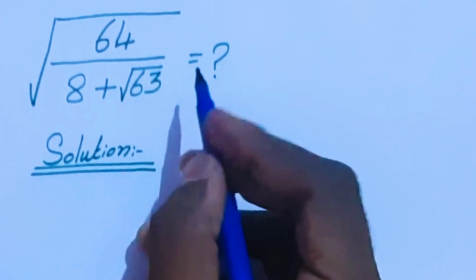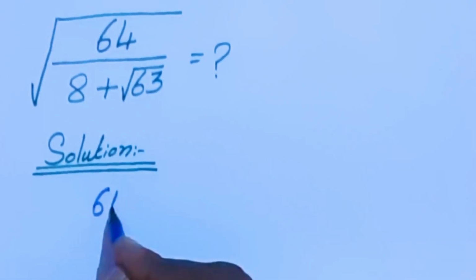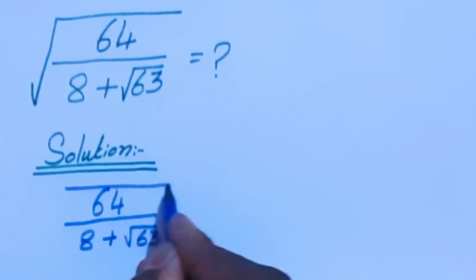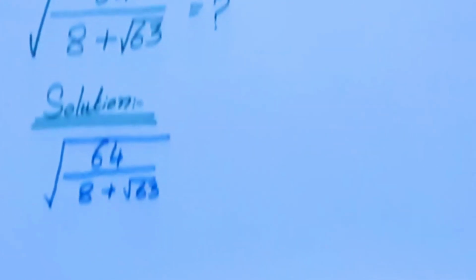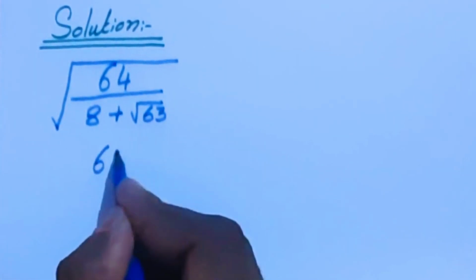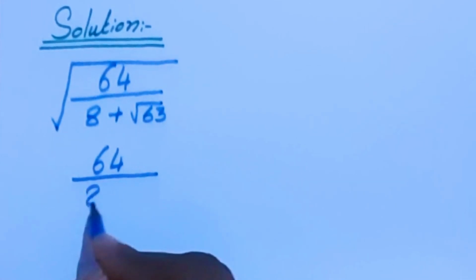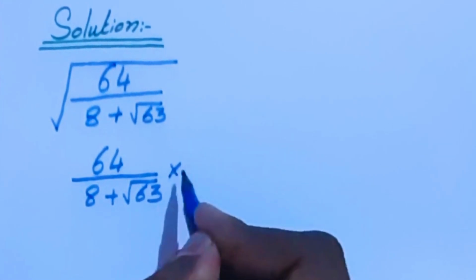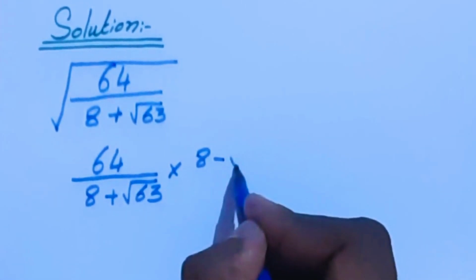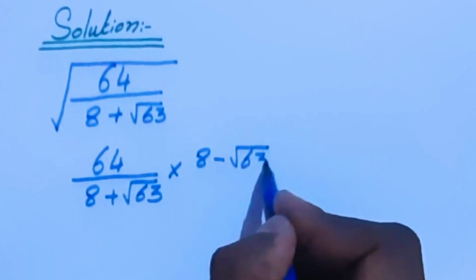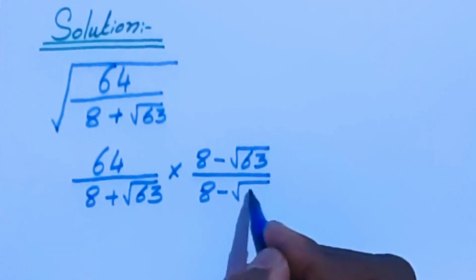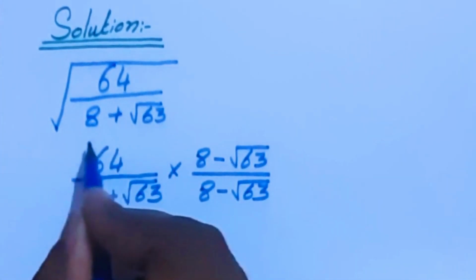Today we are going to solve this problem. Solution: 64 by the square root of 8 plus square root of 63, in whole square root. Now, we are going to multiply by 8 minus square root of 63 and divide by the same 8 minus square root of 63 in whole square root.